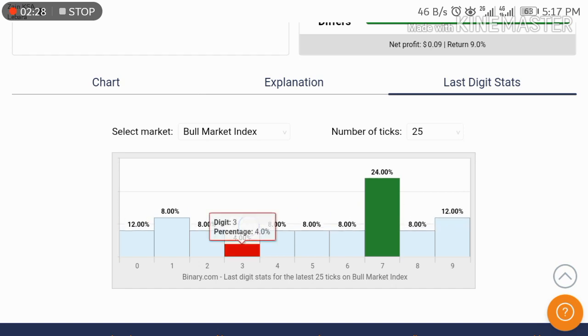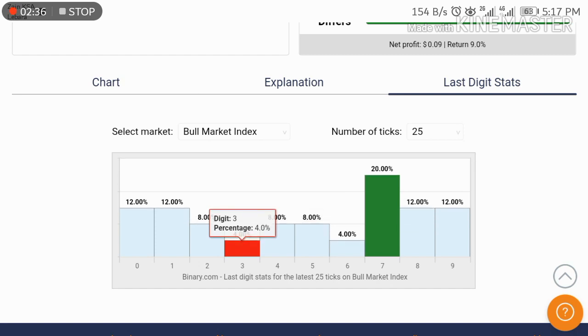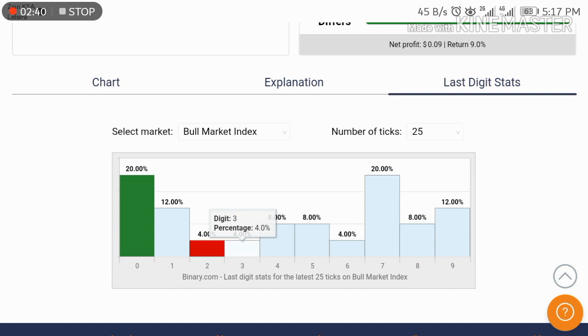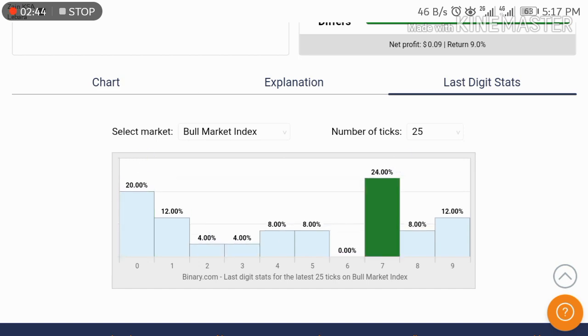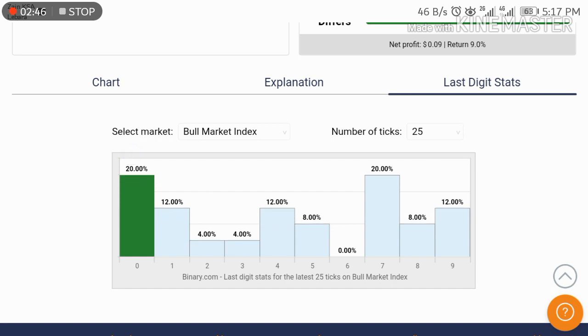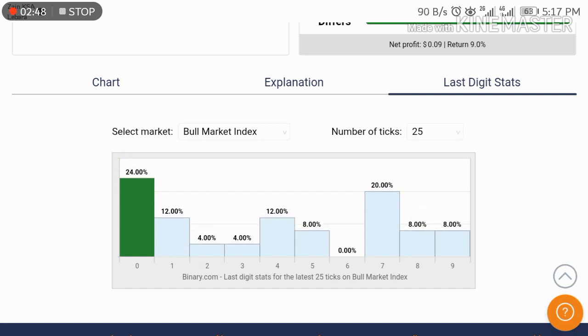Look here, 3 has no chance to come. For 4, look, once it is red, it means there is no chance of it coming very soon, and green means it will come very fast. This one, look, and this one. So this is the main thing.